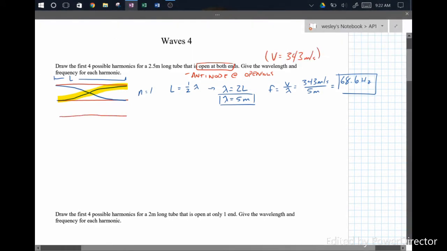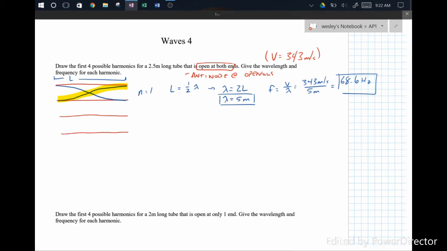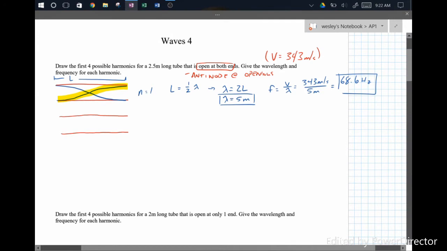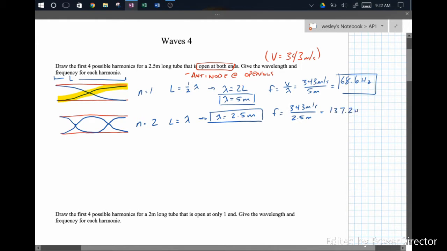We're going to have the same length pipe because it is the same pipe. We're going to move up to the next harmonic, which means we're going to try to fit one more half wave in here. So I'm going to get an additional node. Now I've got a full wave on the inside. This is n equals 2. Since I have a full wave inside of L, L is equal to lambda, which makes this next part easy. Lambda is equal to 2.5 meters. The frequency is going to be the velocity, 343 meters per second, divided by 2.5 meters. When you put that in your calculator, you get 137.2 hertz.